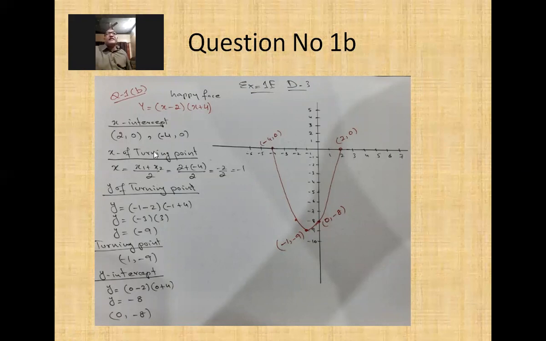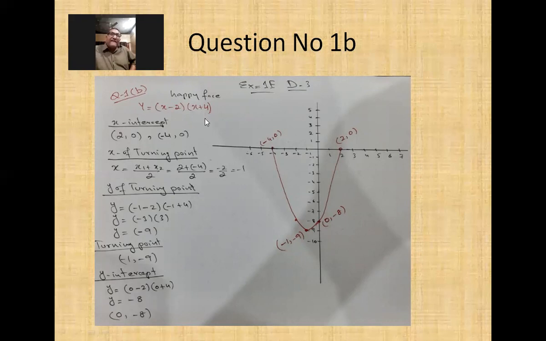Okay, question number 1B part is showing up on your screen. Here an equation is given: y equals (x - 2)(x + 4). And we have to draw this graph. So x and x, when you multiply, that will give you x square, and it will have a positive coefficient. So it's a happy face.